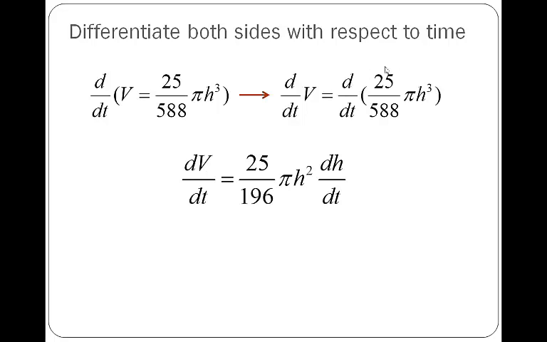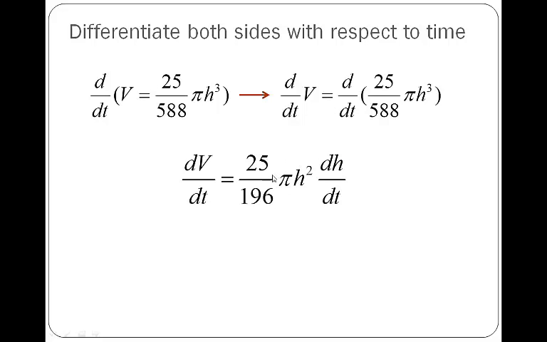Now, to take the derivative of the right side, I have to use the power rule, the constant multiple rule, and the chain rule. The constant multiple rule just says take this constant, 25 pi over 588, and multiply it to the derivative of h to the third. The derivative of h to the third would be 3h squared. So I just multiply the 3 to the 25 over 588, and then the 3 reduces with the 588 to come back to 196. So the 3 times 25 over 588 becomes 25 over 196.